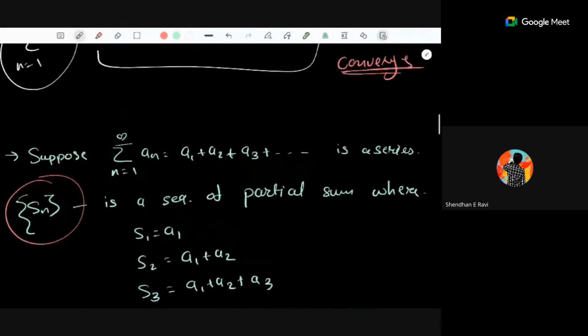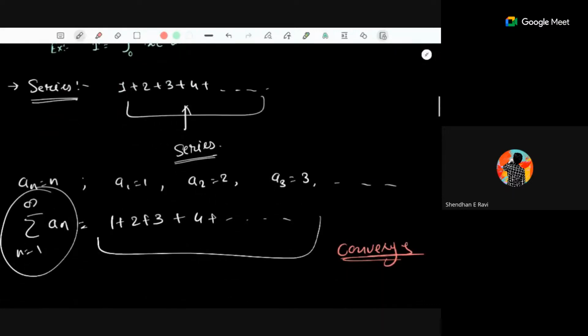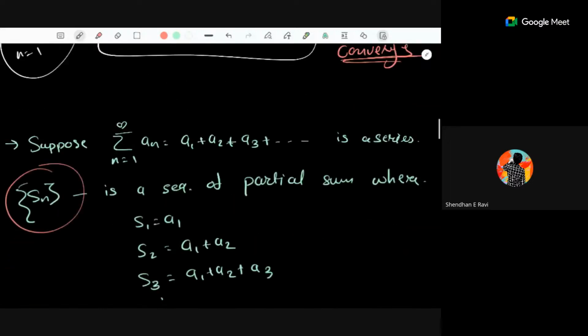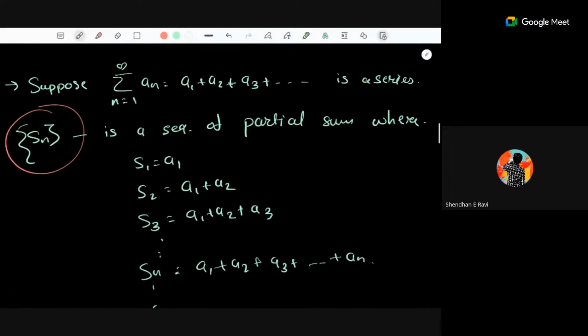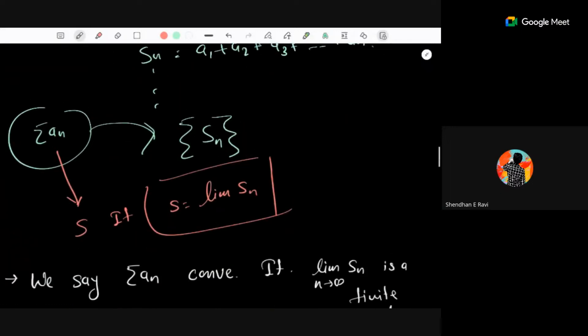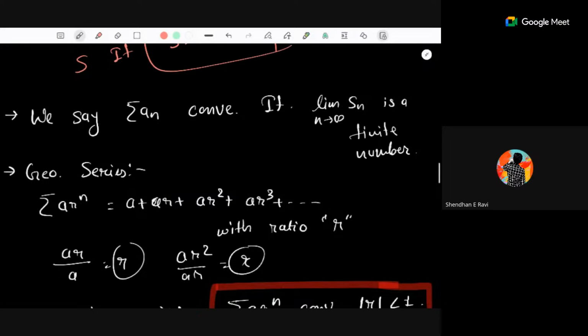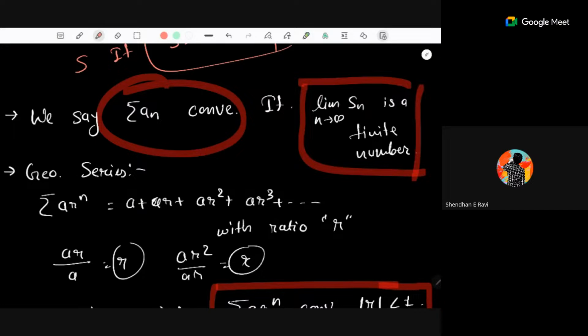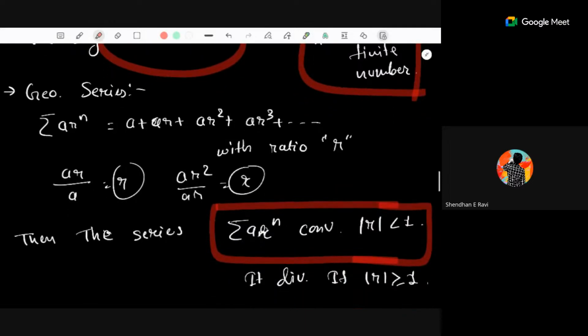So let's recall what we have done so far. A series is the sum of infinitely many terms. To say whether a series is convergent or not, we associate a sequence to the series, and by the limit of that sequence we decide. A series summation an is convergent if the limit as n goes to infinity of Sn is a finite number. For a geometric series with ratio r, it converges if modulus of r is strictly less than 1 and diverges if modulus of r is greater than or equal to 1.